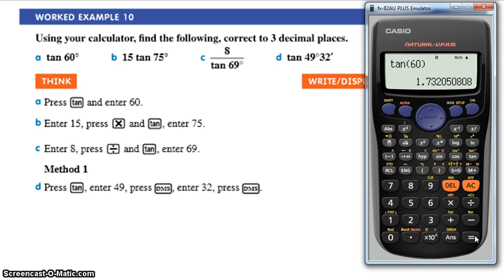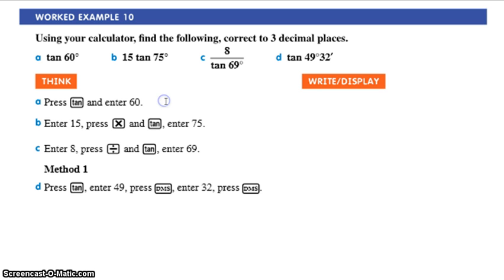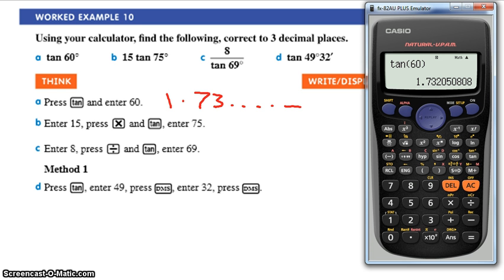And that is literally your answer. Okay? Don't worry about what the answers are at the moment, because we're not really telling you what these all mean. It's just showing you how to put them into the calculator. So 1.73 blah blah blah. Oh, okay, 3 decimal places.